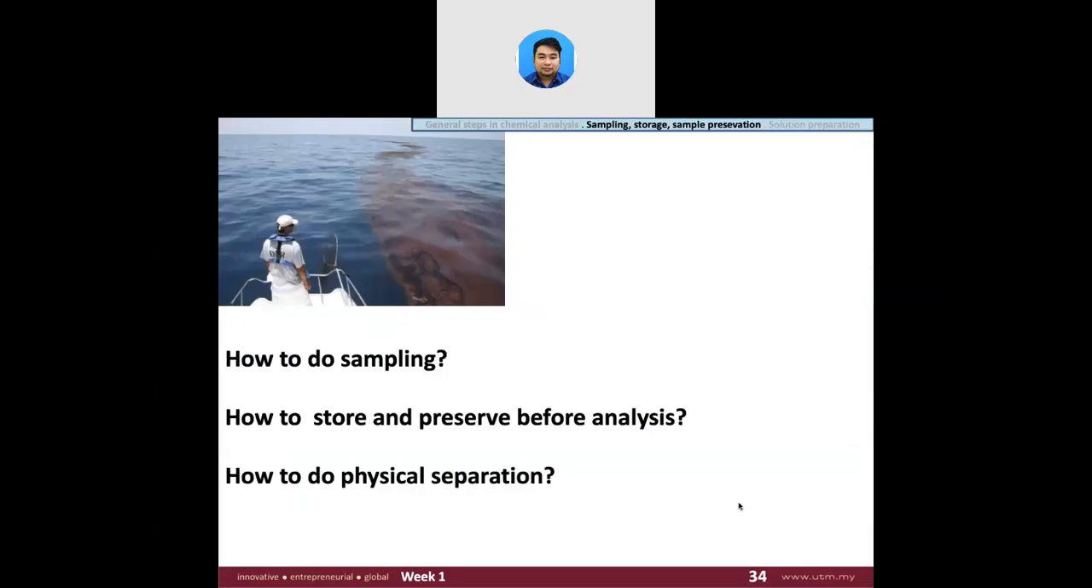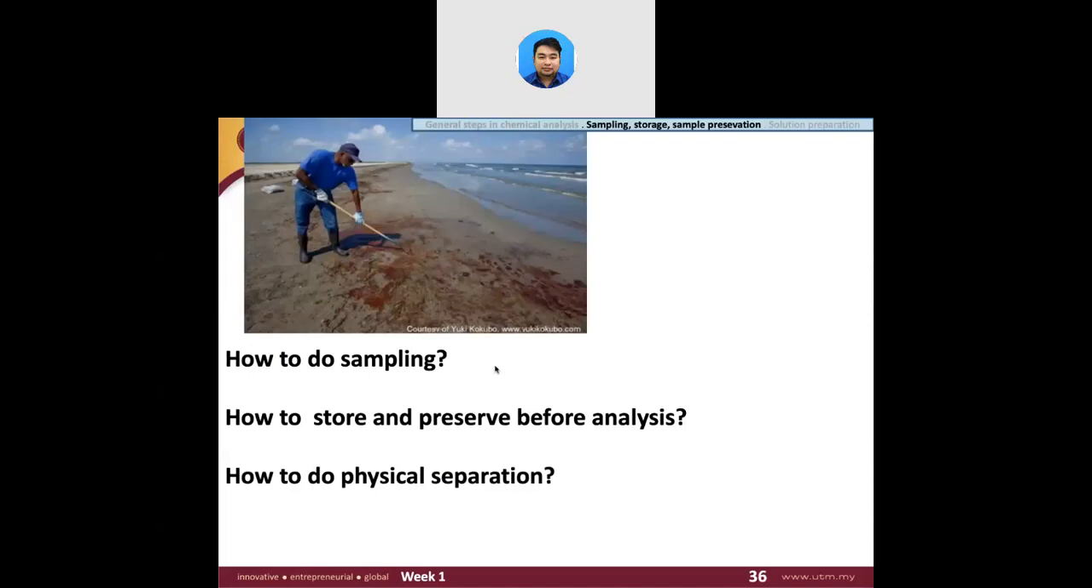For example, oil spills at sea. How would you do your sampling? Which depth would you sample, at the top only, at the bottom, or in the middle? You justify. How will you store the sample? And how will you do the physical separation? All of this you need to jot down in your mind map. What about oil at the beach, oil spills on beaches? How would you sample these?